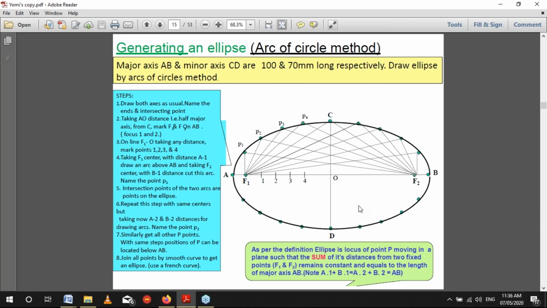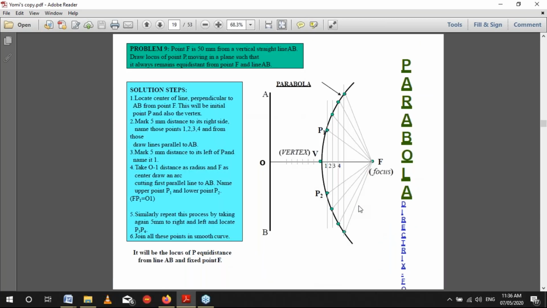Slide 19. Class, I want us to produce this parabola as part of our assignment. The steps are all there. All you need to do is locate the center of the line perpendicular to AB. Produce something similar and make sure you follow the steps, and do it often so that when you see it in your exam, it will not be strange to you.